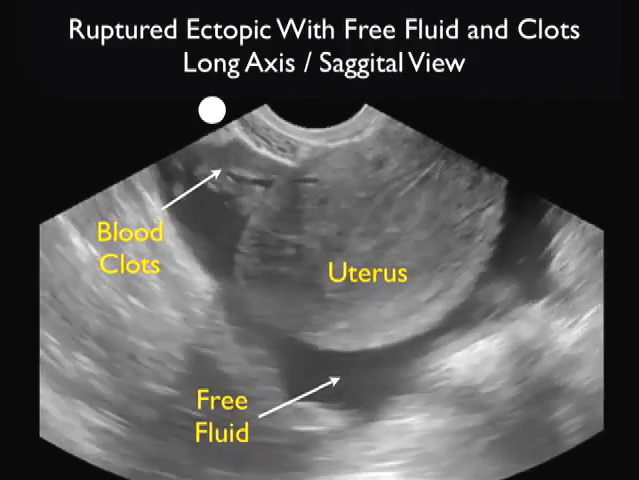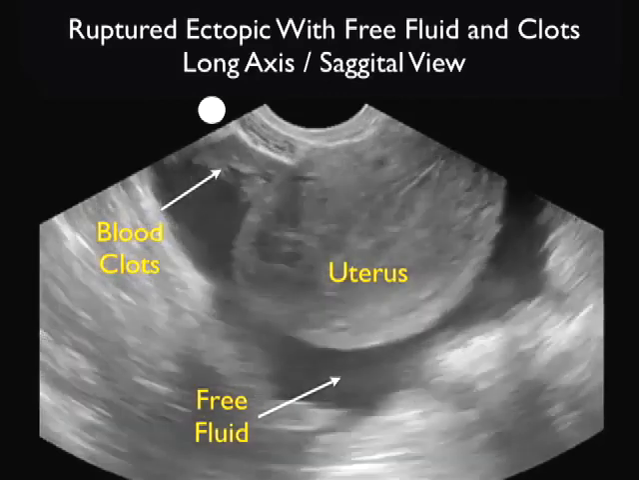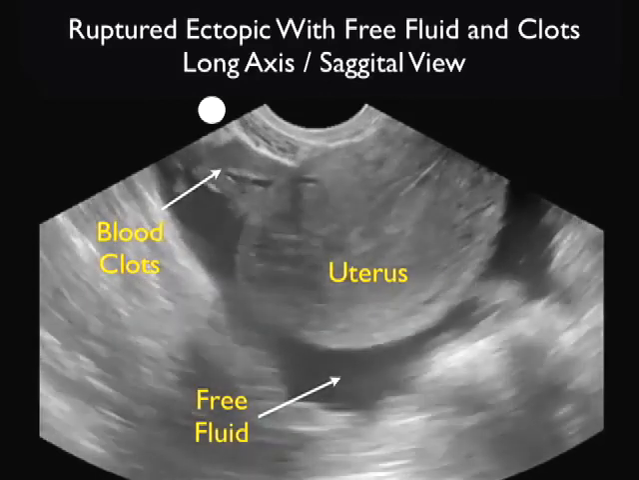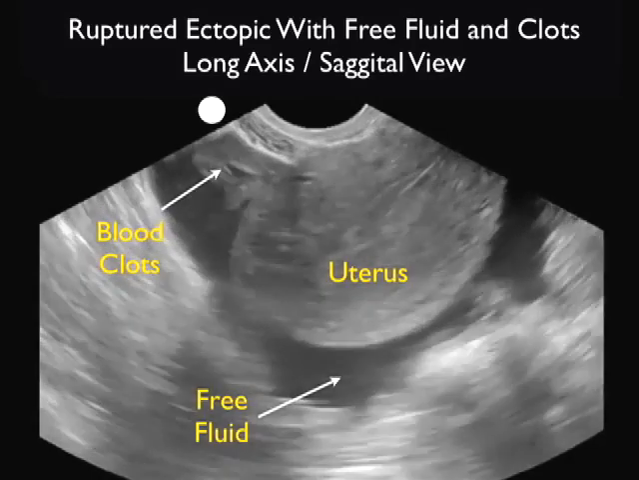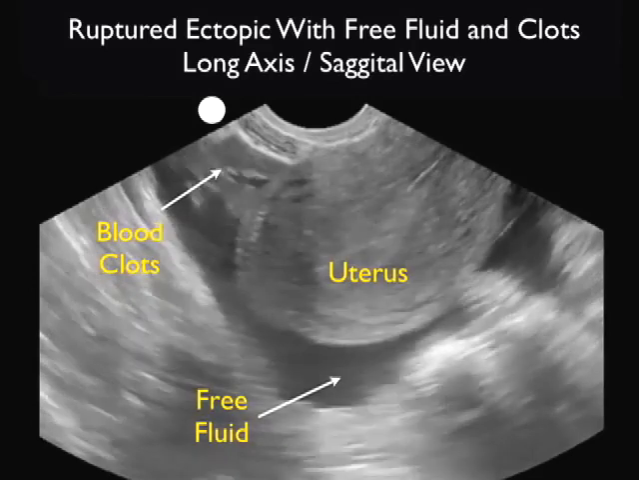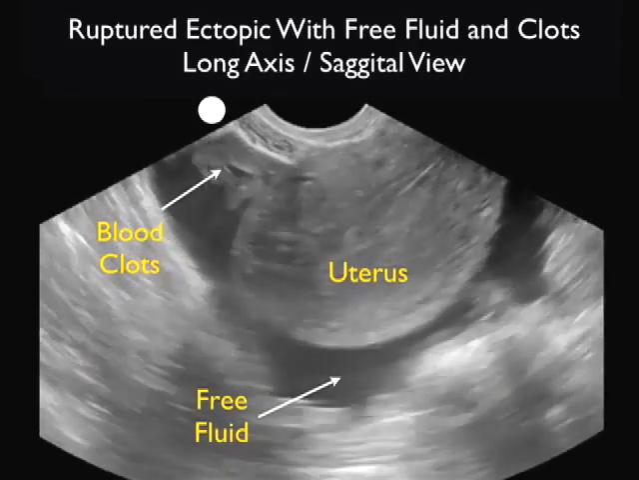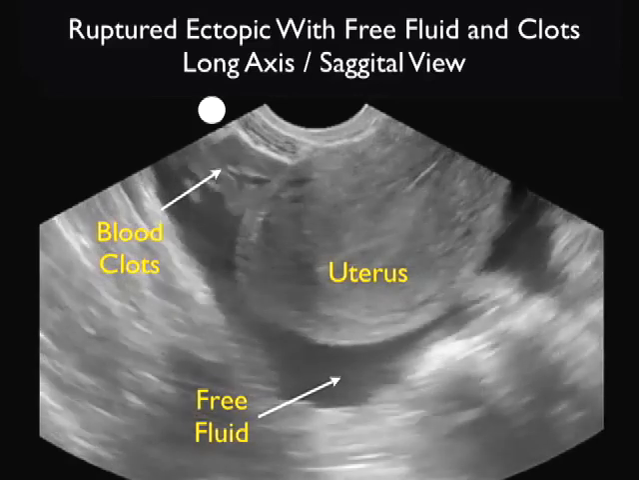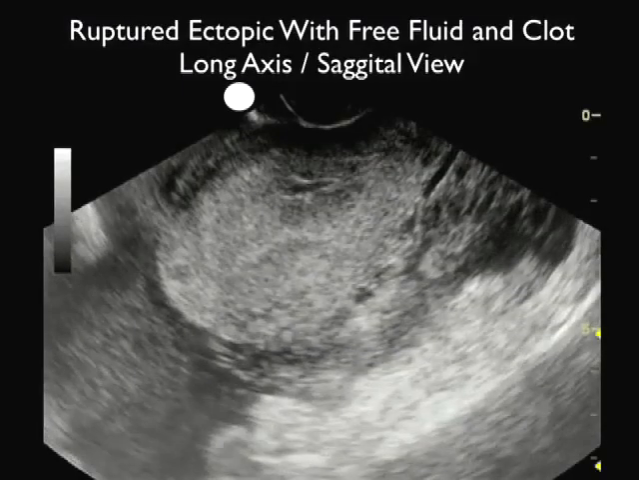But what we see here is a large amount of free fluid, that dark or anechoic fluid, posterior to the uterus in the pelvic cul-de-sac and coming around the uterus anteriorly. Notice the presence of echogenic blood clots also seen anterior to the uterus. These findings of no intrauterine pregnancy with a large amount of free fluid are very suspicious for ectopic pregnancy.